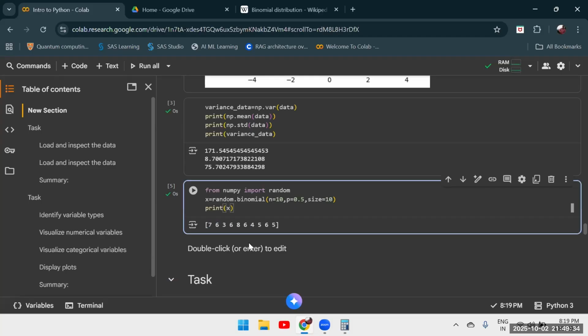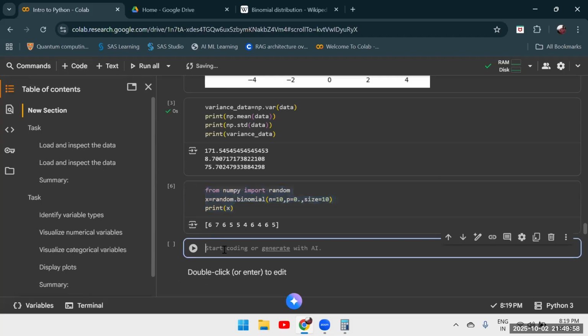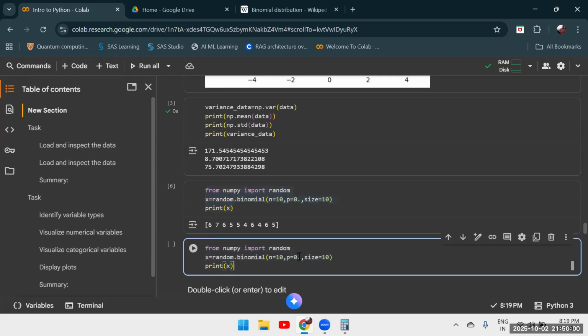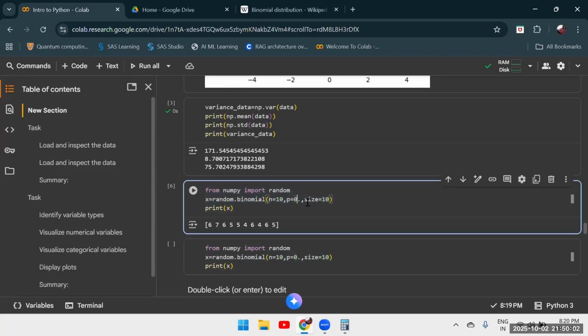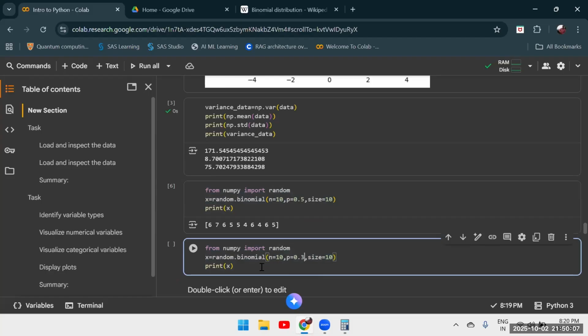For each and every run, this value will change. If it is a fair coin, and I reduce this probability, then you see what happens. I'm just going to make it 0.3. Let me not execute it here, let me execute it down and show it to you. Let me make the probability here 0.5 only, and then reduce the probability to 0.3.